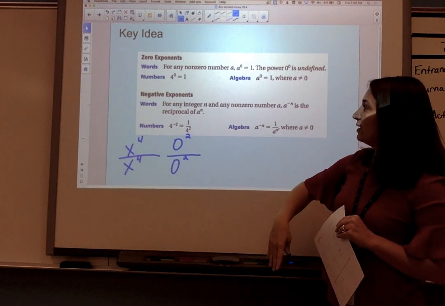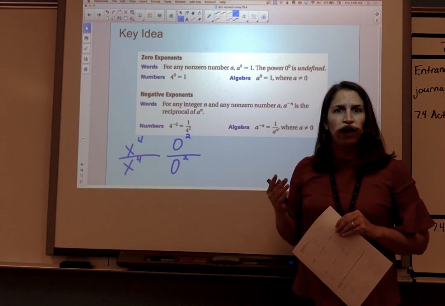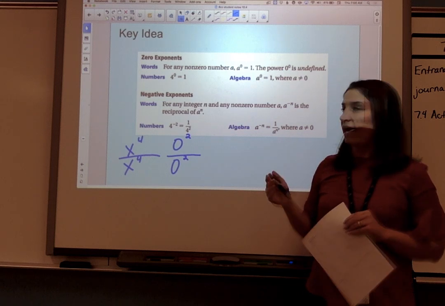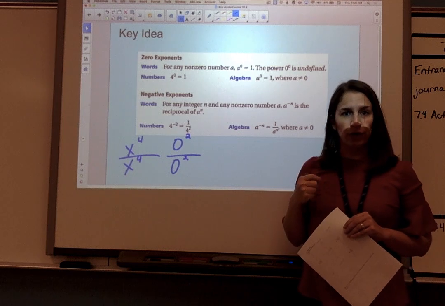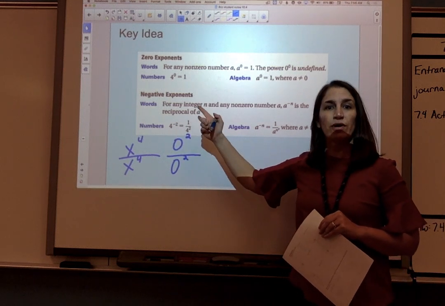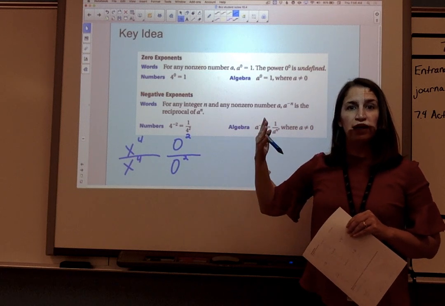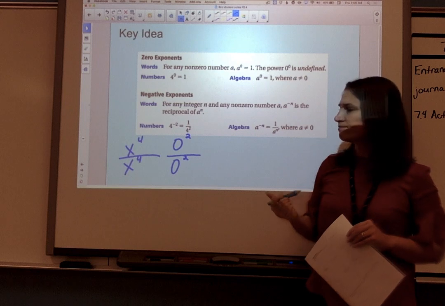On the other hand, for negative exponents, for any integer n and any non-zero number a, a to the negative nth power is the reciprocal of a to the nth power. So here we have an example. 4 to the negative 2nd power is the same thing as 1 over 4 to the 2nd power.